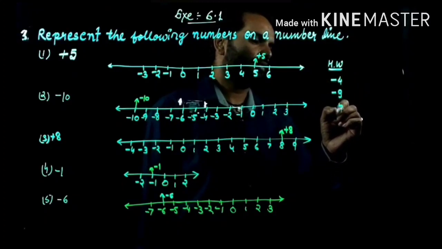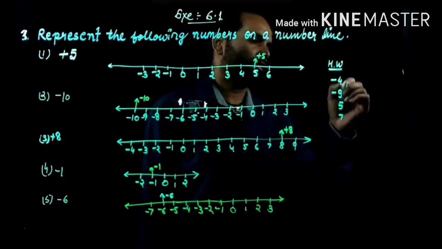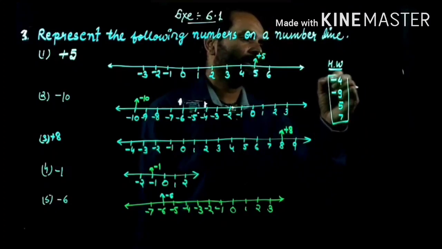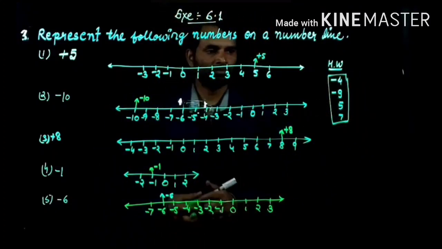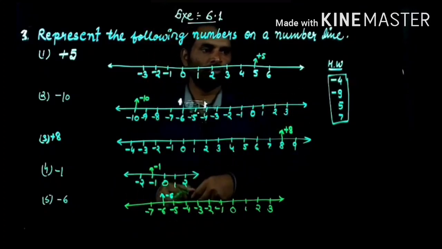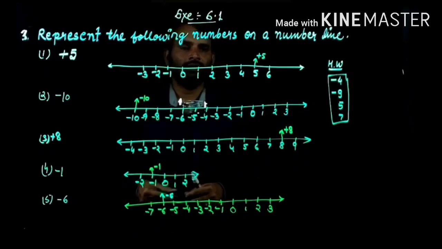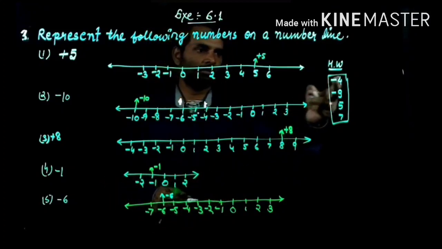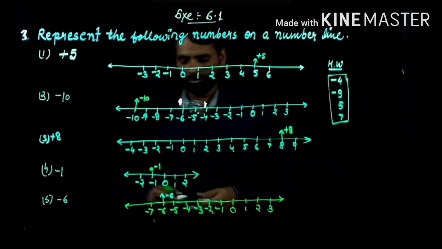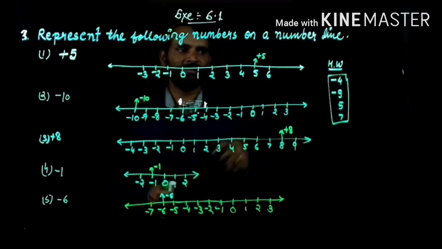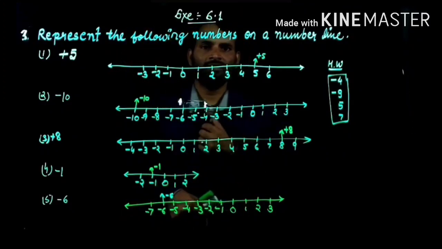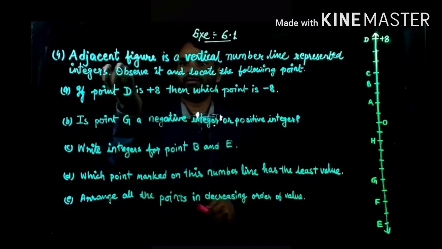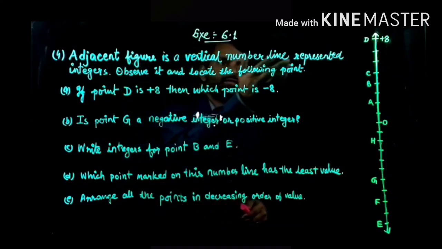-9, 5 and 7. There are 4 extra questions you do at your fair copy, means -4, -9, 5, 7 represent the number line. After this 5 questions you draw the number line of 4 numbers, -4, -9, -5 and -7. Next question, adjusting figure of the value vertical number line is represent.